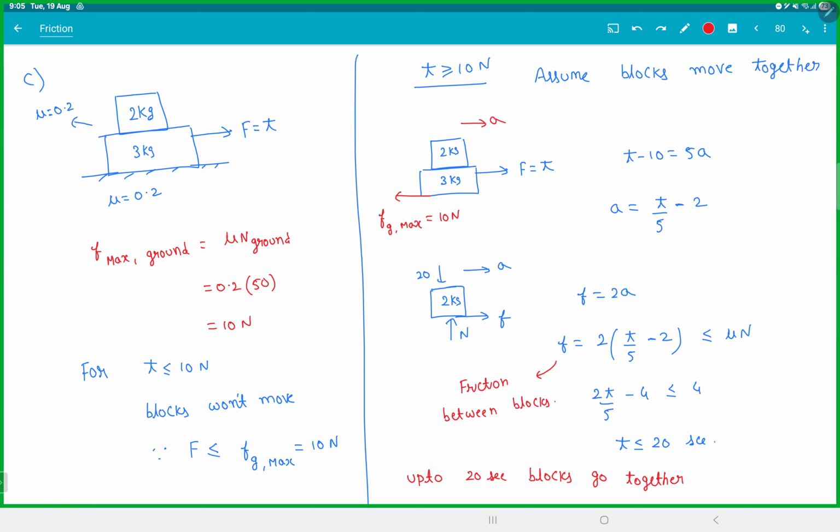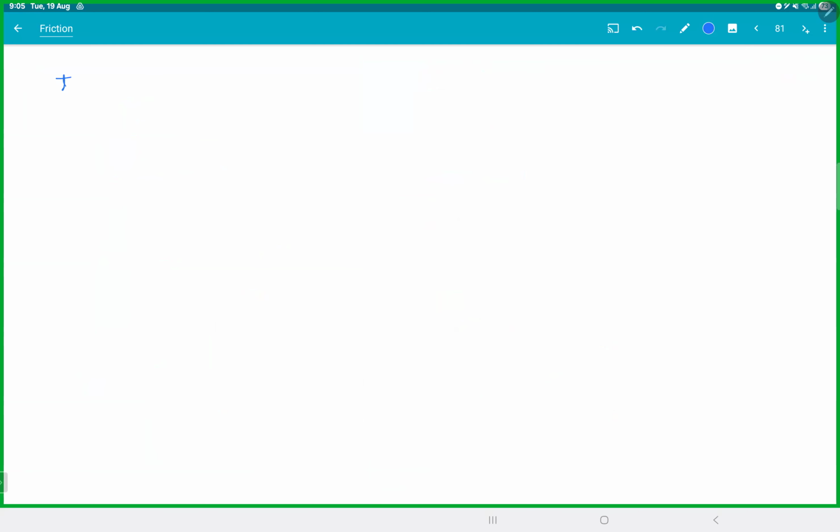Then the next part, after 20 seconds, what happens? After 20 seconds, both the blocks will slip. Are you getting how we're doing these problems? Step at a time, each scenario you are analyzing. So if they ask you as function of time, that actually covers everything. So for t greater than 20 seconds, blocks slip.